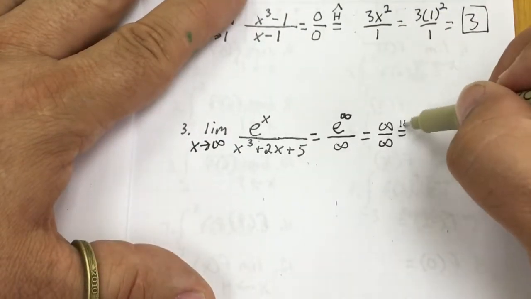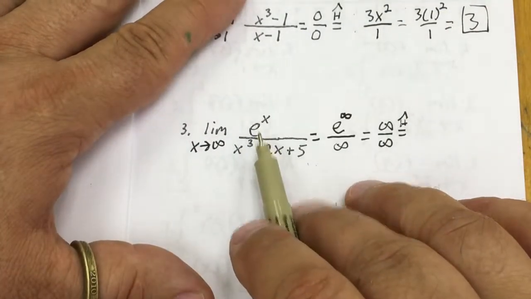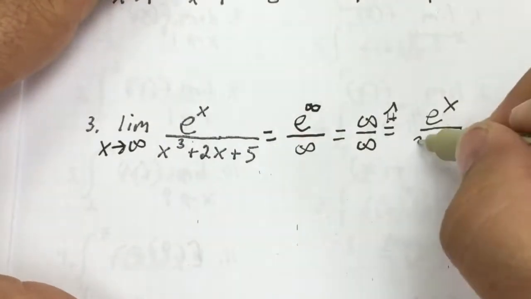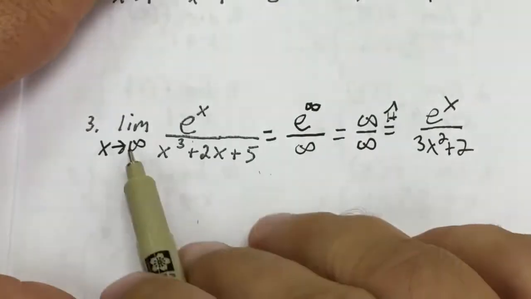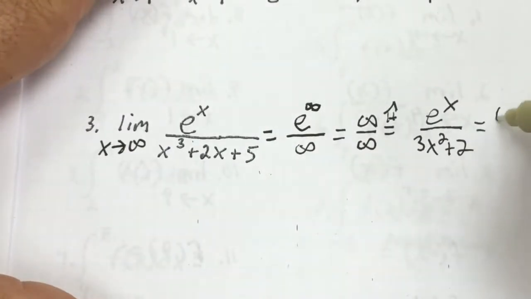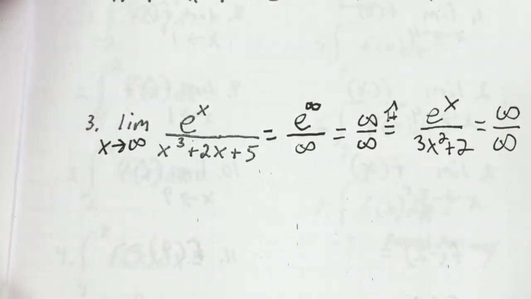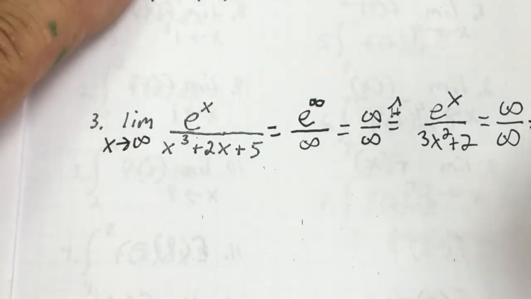So I'm going to implement L'Hopital's rule. So let's see what happens when I do L'Hopital's rule. I take the derivative of the top, which is going to give me e to the x, over 3x squared plus 2. Plug infinity back in, and once again, that gives me infinity over infinity, which is indeterminate form. So I'm going to implement L'Hopital's rule again.